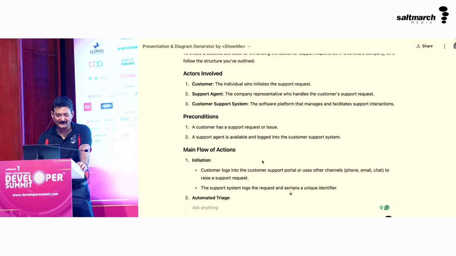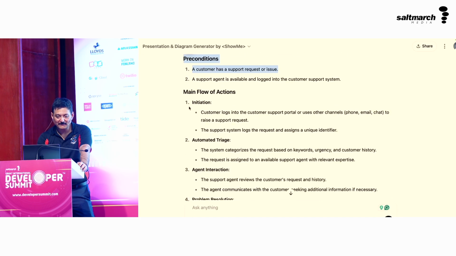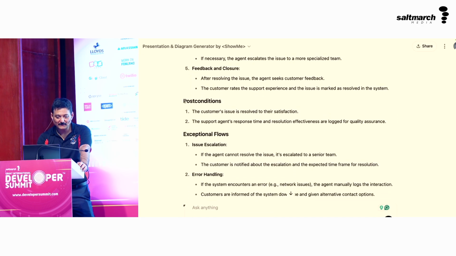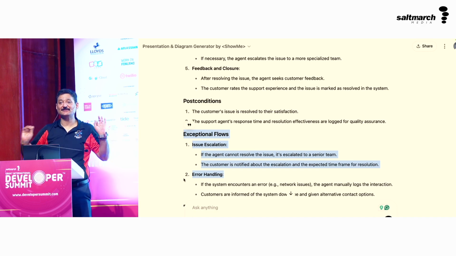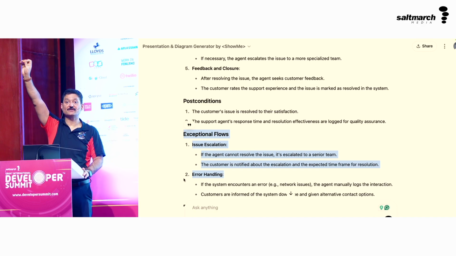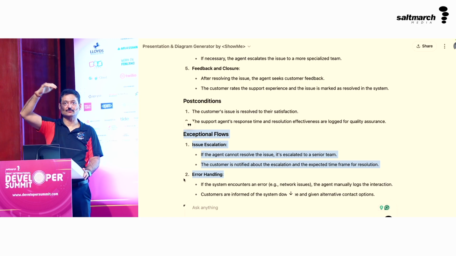So this is the use case. Who are the actors involved? What is the precondition? What does my main flow look like? What's my post condition? What's my exception flow? Now, one of the things which I have seen is we all are good at writing stories. Yes. As a user, do this. As a user, do this.